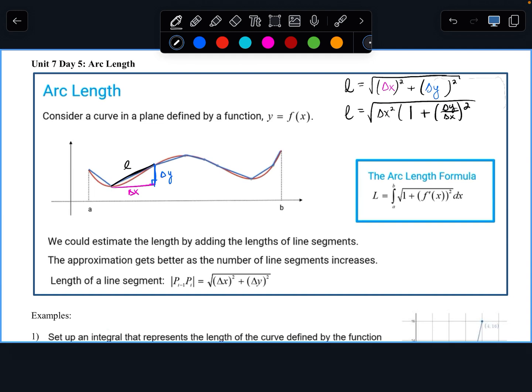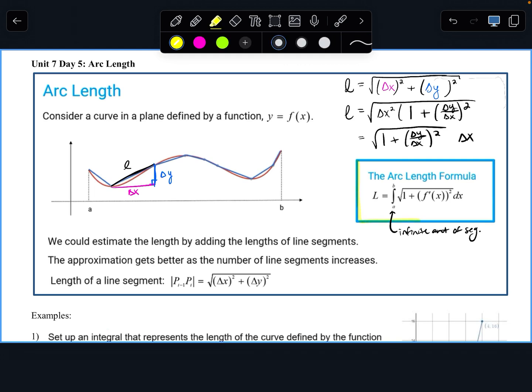And then if you take the square root of change in x squared, you can take it out of the radical. So it ends up being the square root of 1 plus change in y over change in x, quantity squared, times change in x, which you guys already kind of know. That's going to be your dx. So we have the integral because you're adding them all up. It's an infinite amount of segments you're finding, and then you're just adding all these up.